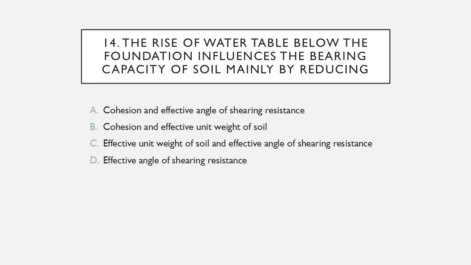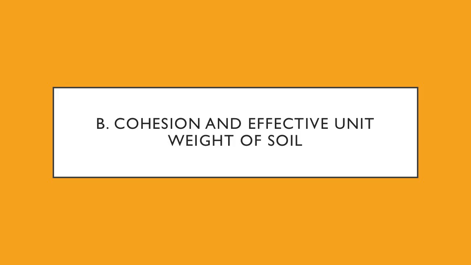14. The rise of water table below the foundation influences the bearing capacity of soil mainly by reducing: A. Cohesion and effective angle of shearing resistance. B. Cohesion and effective unit weight of soil. C. Effective unit weight of soil and effective angle of shearing resistance. D. Effective angle of shearing resistance. B. Cohesion and effective unit weight of soil.